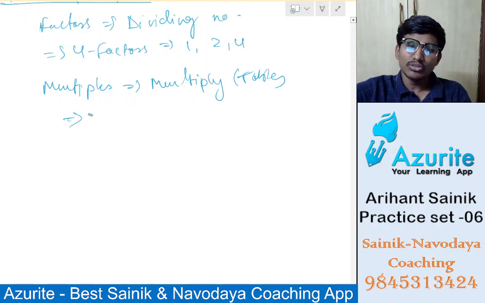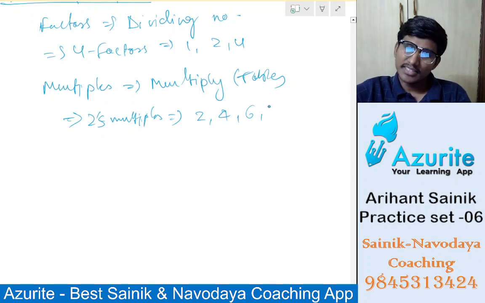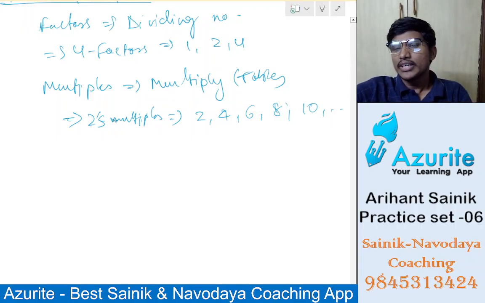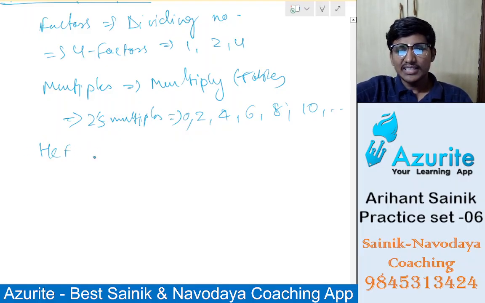So like 2's multiples. Multiples are countless, uncountable. 2 ones are 2, 2 twos are 4, 2 threes are 6, 8, 10, 2 sixes are, 2 sevens are, like that it will go on, never ending. So here 0 will also come. 0 is a multiple of all numbers. Remember that.